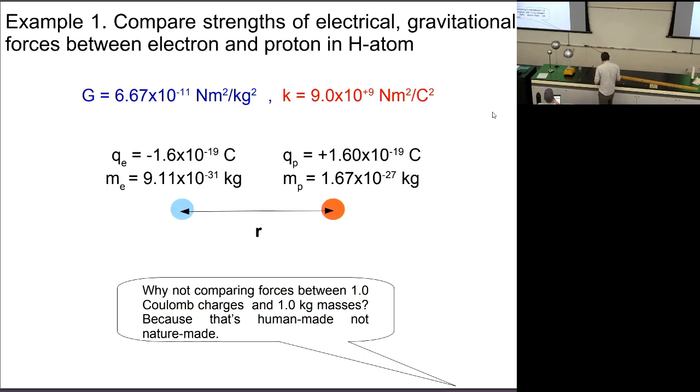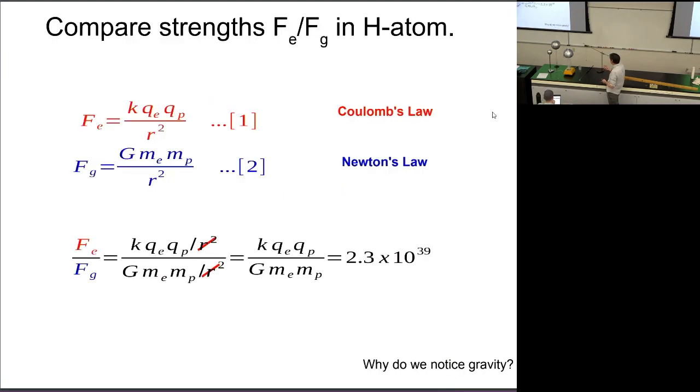Okay, so let's figure out what the relative sizes of gravity and electricity are in the hydrogen atom. So we need Coulomb's law. That's this equation here, just written it down again. We need Newton's law of gravity. That's this equation here, just also written it down. So this is from 211, this is now 213, and we want to compare these two forces.